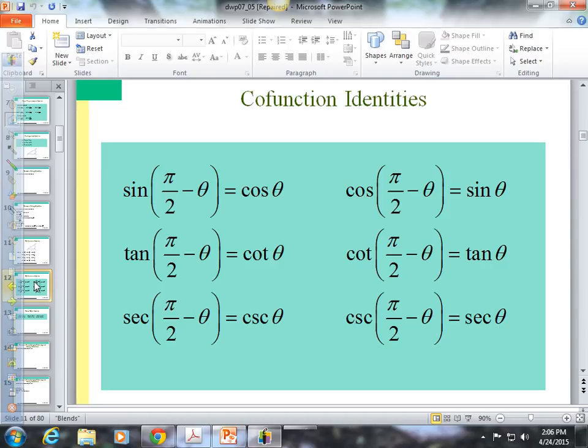Okay? So co-function identities. Okay, so now we got 4 sets, right? The reciprocals, the quotients, the Pythagoreans, and the co-functions. Okay, all repeated from last year. Hopefully now just a little more light on them this year and a little better understanding of them this year.